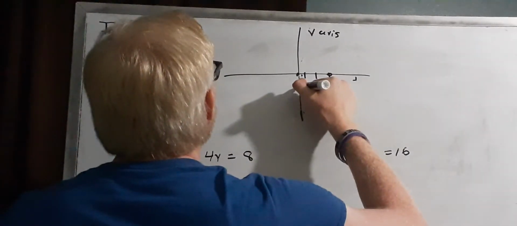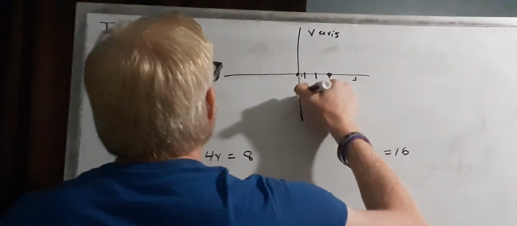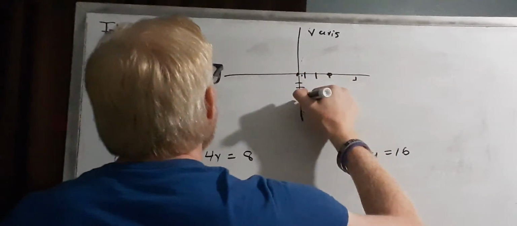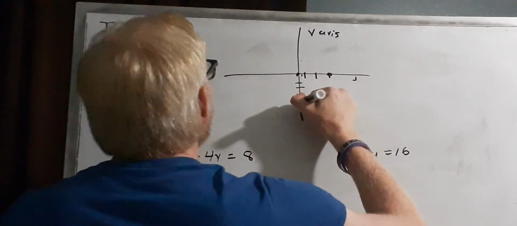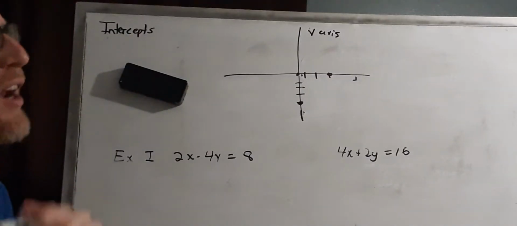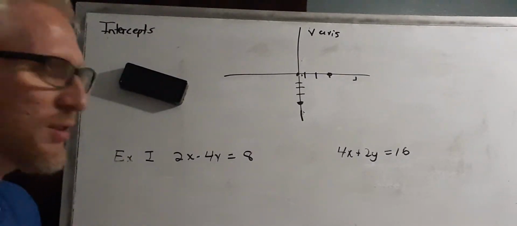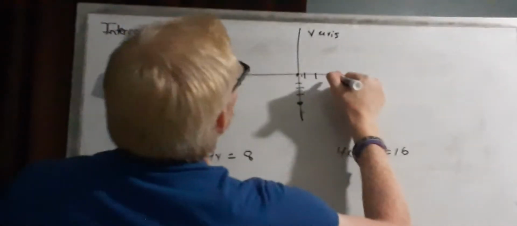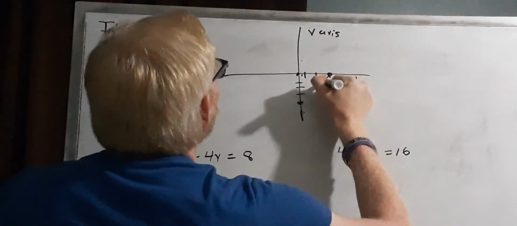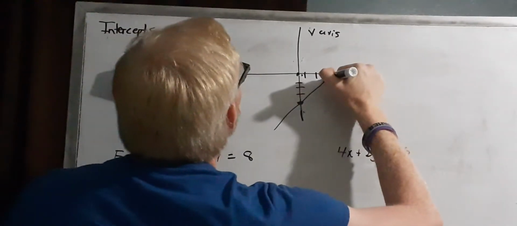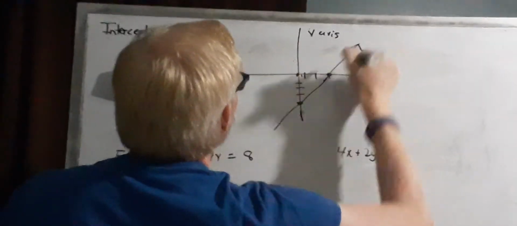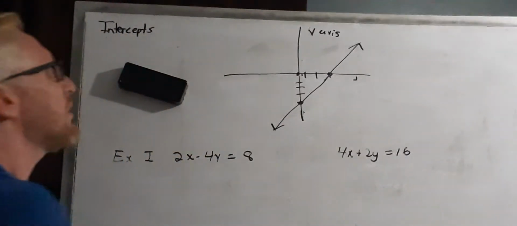Let's say we have 1, 2, 3, and there's a coordinate here, 3 spaces to the right. And we have another coordinate down here, 1, 2, 3, and 4. Okay? So those are our x and y intercepts. Now let's connect the dots together, and we'll have a linear function, because it's a diagonal line.